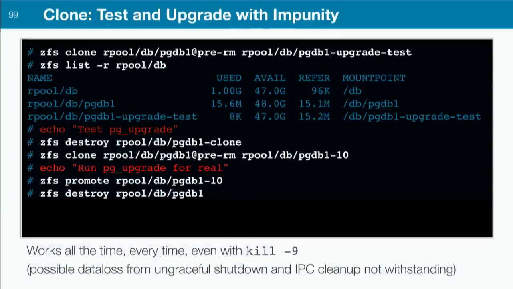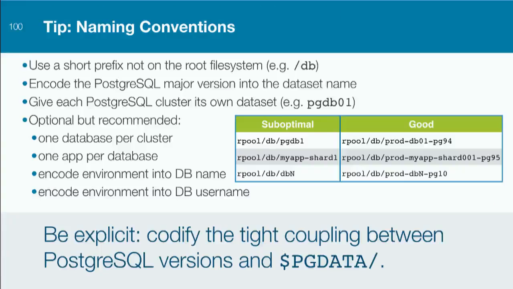Cloning is very convenient where you can go in and take a snapshot and mount it in a different place and start up your database and test pg_upgrade. And naming conventions of your datasets, which map to individual directories, have some convention there. Don't do that entirely willy-nilly. It works in your favor.